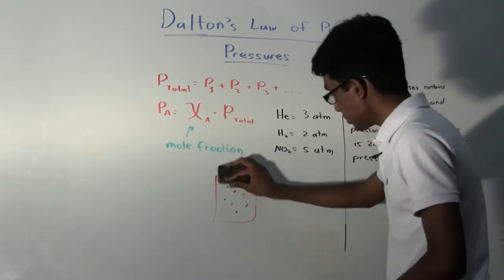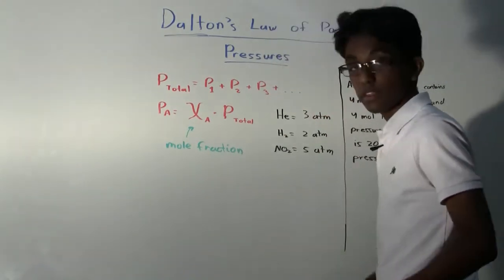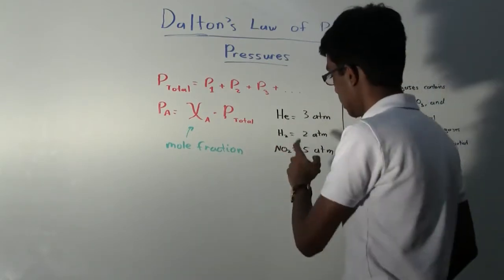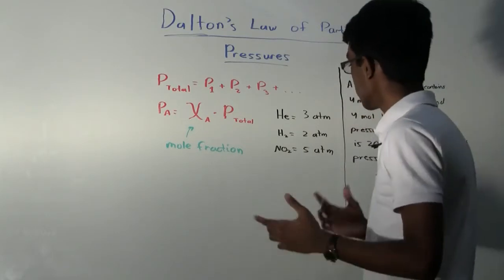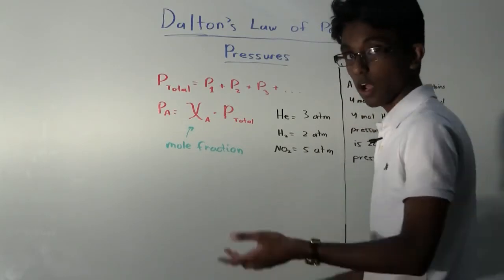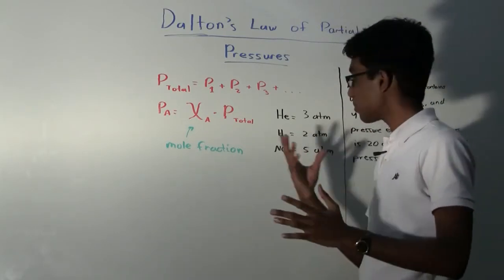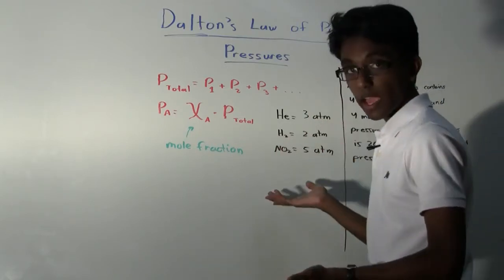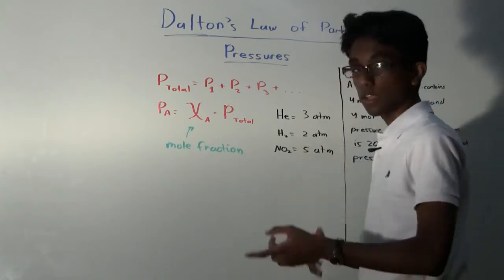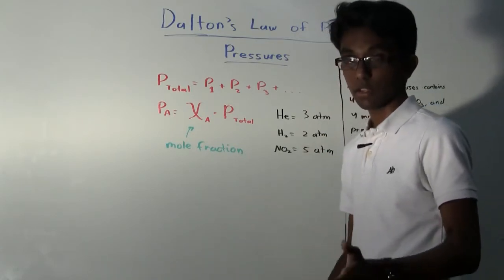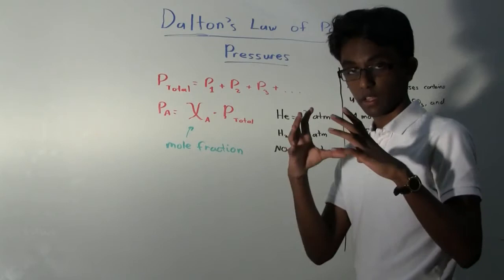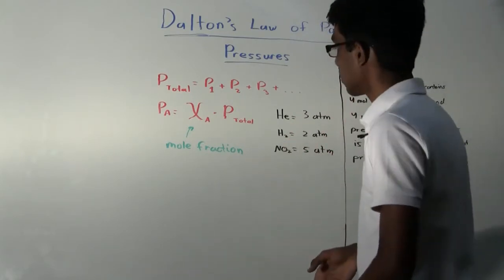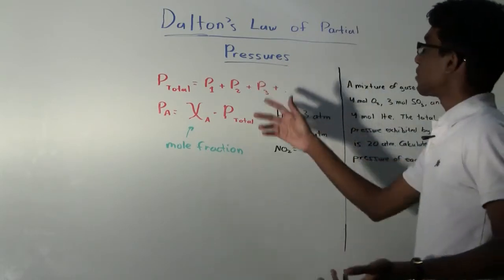So an example here, if we're given that we have a mixture of gases, specifically helium, hydrogen, and nitrogen dioxide, and we wanted to calculate what the total pressure exerted by this mixture of gases is, we just add up the pressures. So 3 plus 2 plus 5, the total pressure of all the gases within that space is 10 atmospheres. Okay. So that's the first part of Dalton's law of partial pressures.